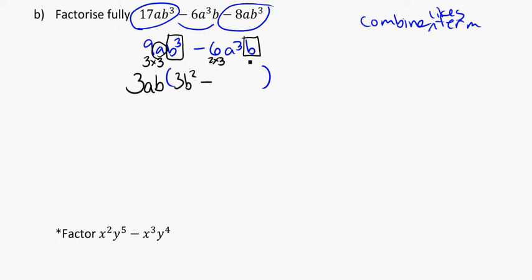Looking at the second term here, I need a 2, because 3 times 2 will give me the 6. I've got one a out front, so I need to have 2 a's in here, so that a times a squared will give me a to the third. And there's one b out the front, and I only need one b in that term, so I don't need to write it, because it will already be there. So this is my final answer, 3ab(3b^2 minus 2a^2). So here we've factorized it fully after combining the like terms.